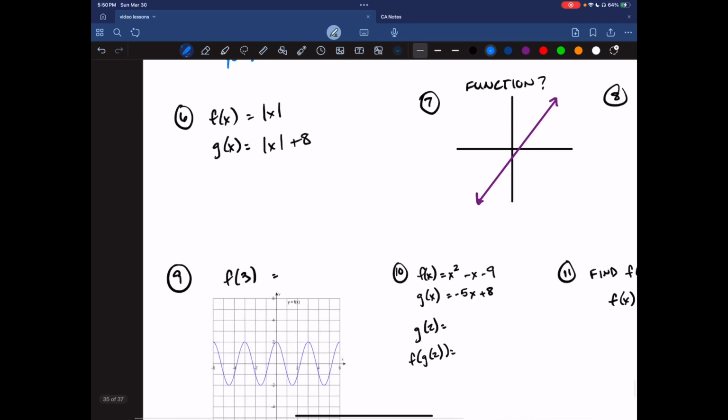Number 6, this is talking about transformations. Simply, with transformations, you can move the original graph up, down, left, right.